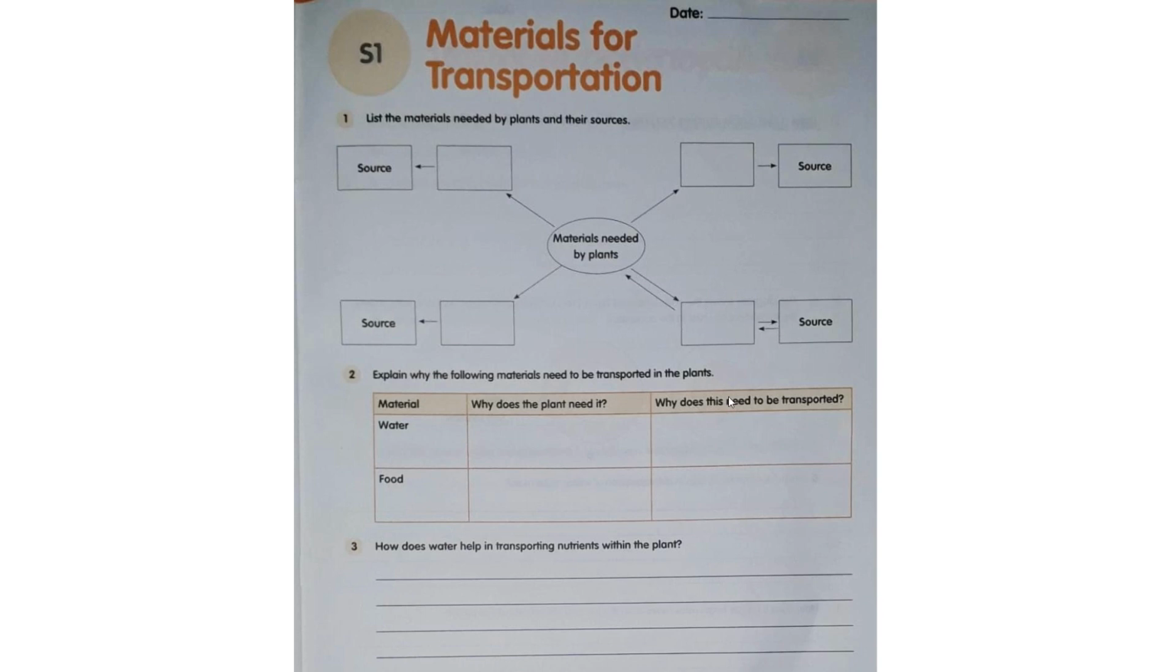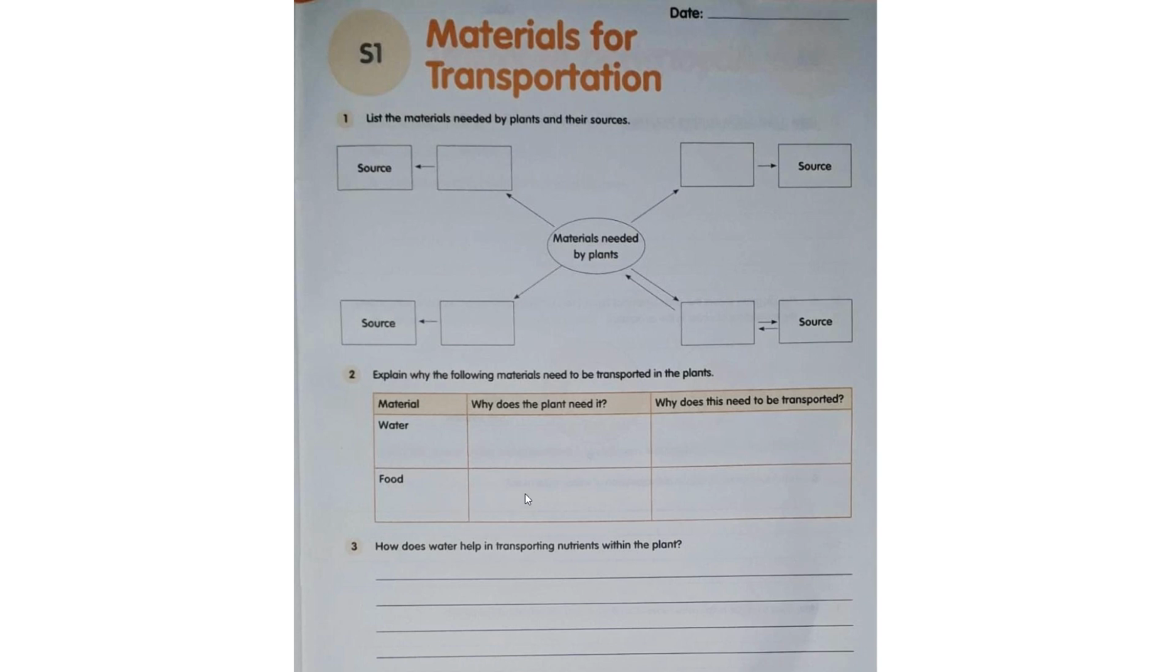Just do it, okay? Then explain why the following materials need to be transported in the plants. Water, why does the plant need it? Water is very much necessary for 2 things. First, in the process of photosynthesis to prepare food, and second, water is necessary for transporting the different nutrients and materials inside the plant body. Why does this need to be transported? You know very well now, so you can just elaborate it here.